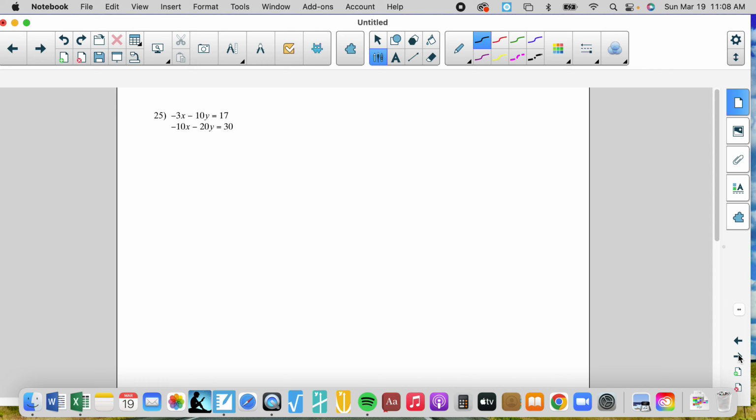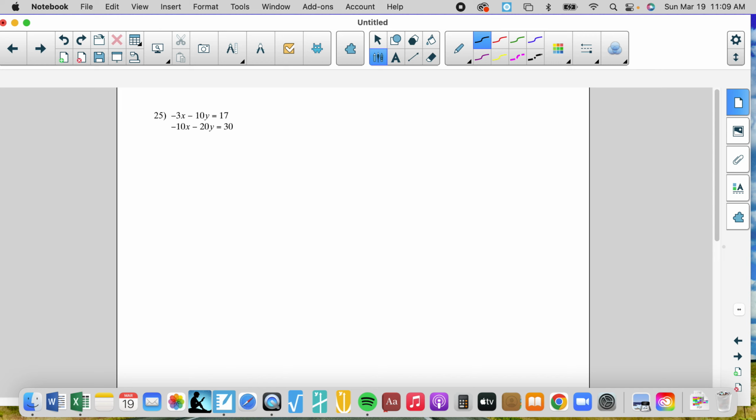Both of the equations are aligned properly. We have x's, we have y's equal constant. But what do we notice? We notice that none of the coefficients for the variables are opposite of each other. That's negative 3 and negative 10. Those don't cancel. This is negative 10 and negative 20. Those don't cancel. All right, so we know that we can multiply.